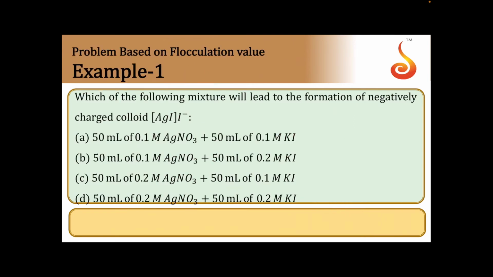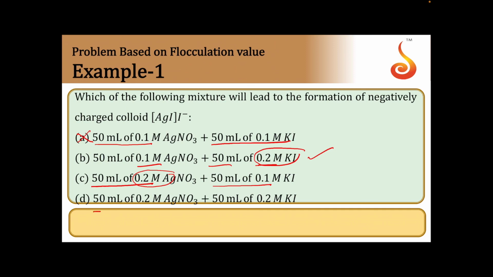Now let us see the options. In the first option, 50 ml 0.1 molar and 50 ml 0.1 molar, both are of equal proportions. Therefore, this will not cause it. Next, 50 ml 0.1 molar, 50 ml 0.2 molar implies KI is more in this case. So, this can form a negatively charged salt. Third one, 50 ml 0.2 molar, 50 ml 0.1 molar. Here, AgNO3 is more, which means you are going to get a positive charge.